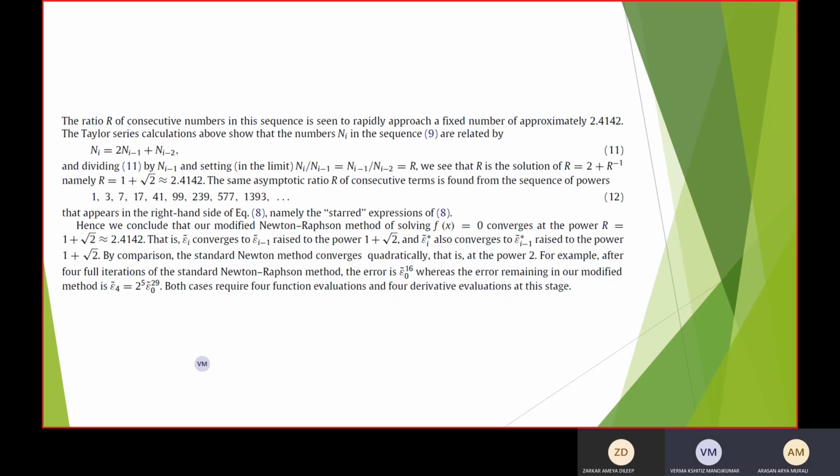For example, after 4 full iterations of the standard Newton-Raphson method, the error is epsilon naught tilde raised to 16, whereas the error remaining in our modified method is epsilon 4 tilde equal to 2 raised to 5 epsilon naught raised to 29, which is significantly lower than epsilon naught tilde raised to 16. But both these cases require 4 evaluations and 4 derivative evaluations at this stage.